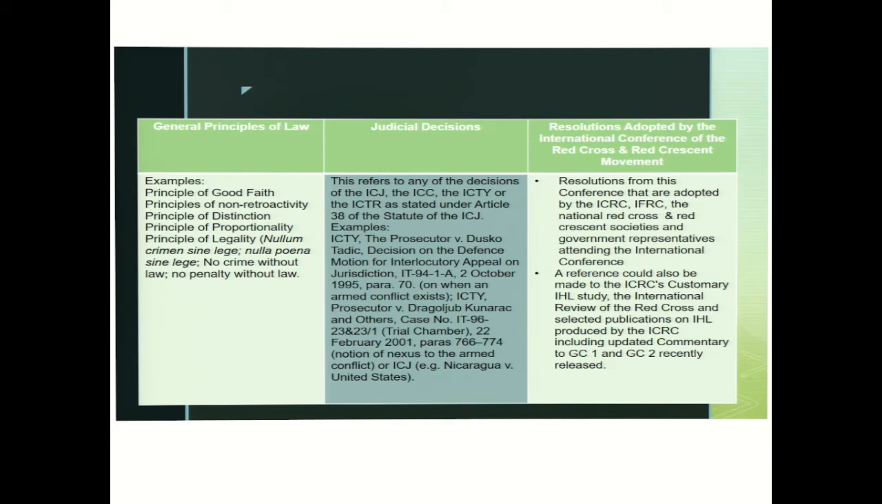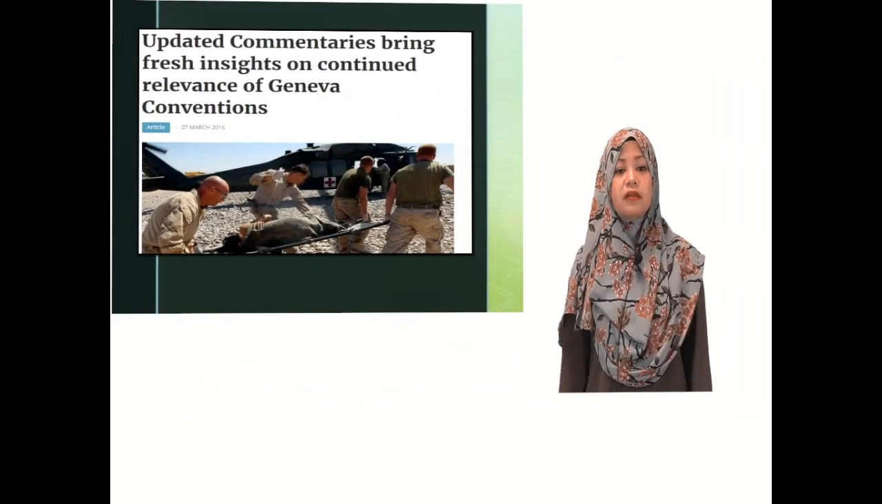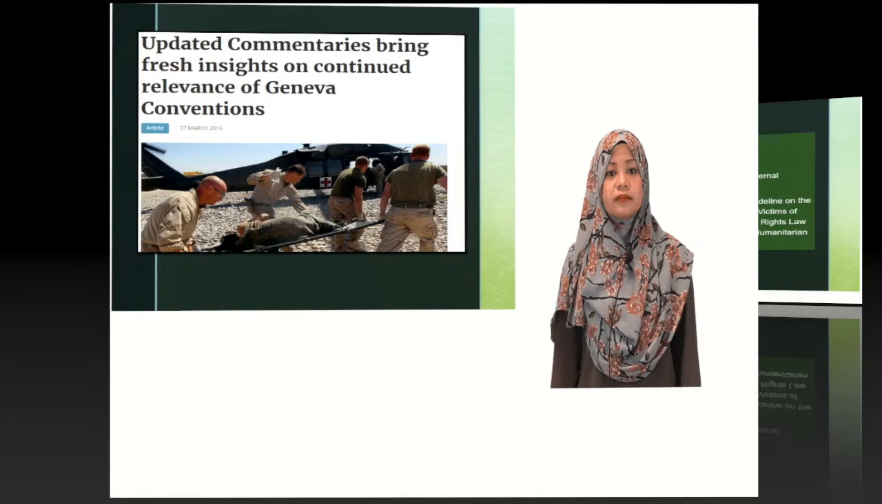For judicial decisions, we refer to decisions of the ICJ, the ICC, International Criminal Court, and the International Criminal Tribunal for the former Yugoslavia or the International Criminal Tribunal for Rwanda. An example of a case would be the Prosecutor versus Dusko Tadic. Resolutions from conferences are adopted from the ICRC, IFRC and national Red Cross societies. These are examples of updated commentaries for the relevant Geneva Conventions.